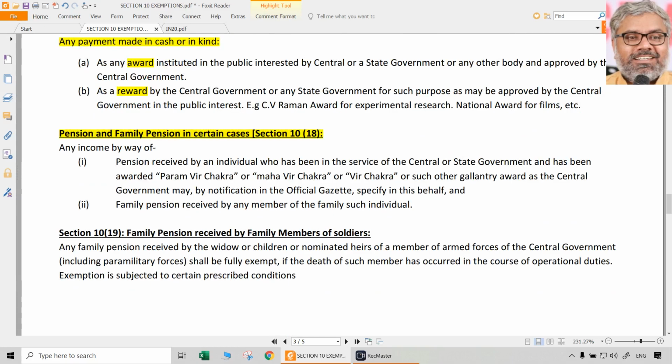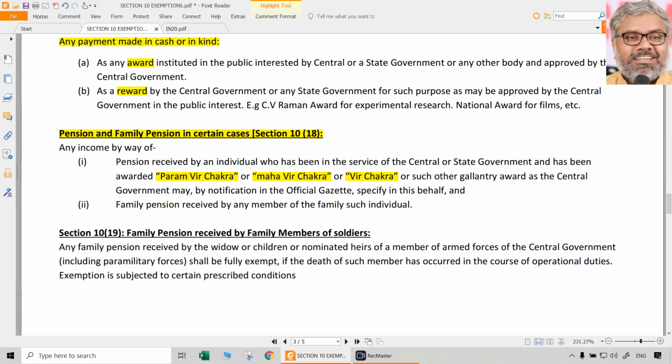Any income received by way of pension or family pension, particularly related to the people who served central government or state government and who are awarded Paramveer Chakra or Mahavir Chakra or Veer Chakra, which are generally called gallantry awards. Gallantry awards means for their bravery in the services, particularly police and more particularly military personnel will get these awards. A lot of times it so happens that person himself would have died in the war, and their family members might receive family pension.